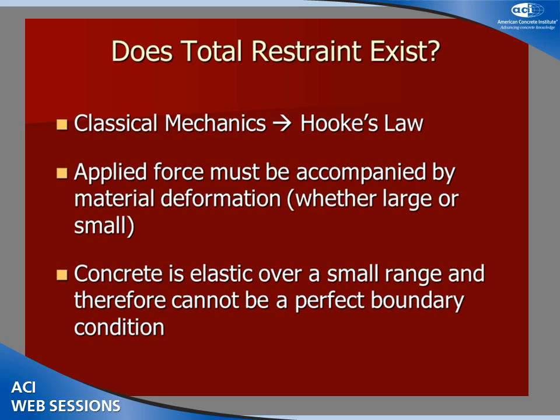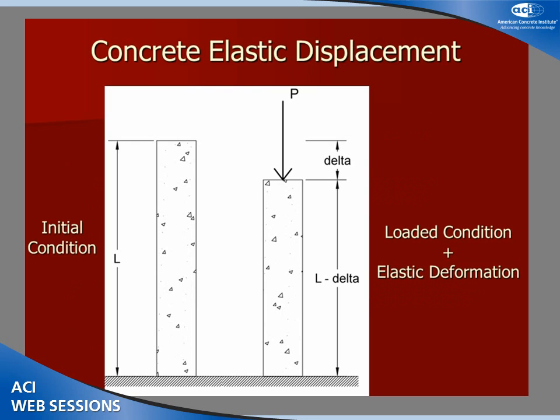So the question that fundamentally arises from this discussion and this 223 handling of restraint is, does total restraint truly exist? Classical mechanics would indicate that it can't exist because a perfect boundary condition is a theoretical construct and may not be able to exist in reality. According to Hooke's law, force always accompanies a displacement. If a force is applied, material should displace, especially if the boundary condition is being exerted not by a theoretical construct, but by an actual concrete slab. Concrete is elastic over a small range, so when it's loaded, it should be able to respond in an elastic manner. So concrete should not be able to truly exert a perfect boundary condition.